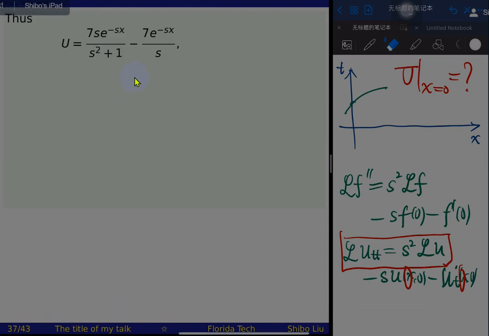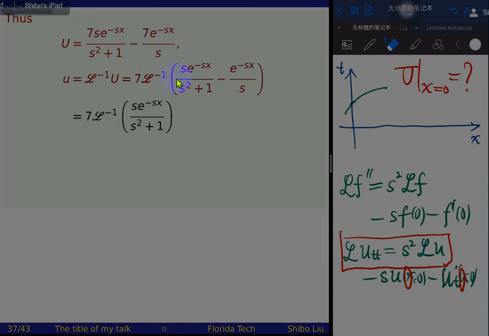That is here. Now the solution is the Laplace inverse transform of capital U. So our small u is simply this. What's this? This is the Laplace inverse transform of these two functions. Using the linearity of the Laplace inverse transform, the constant 7 can move out of the operation. Then this also equals the difference of the Laplace inverse transforms of these two terms, because the Laplace inverse transform is linear. Now each term can be computed.